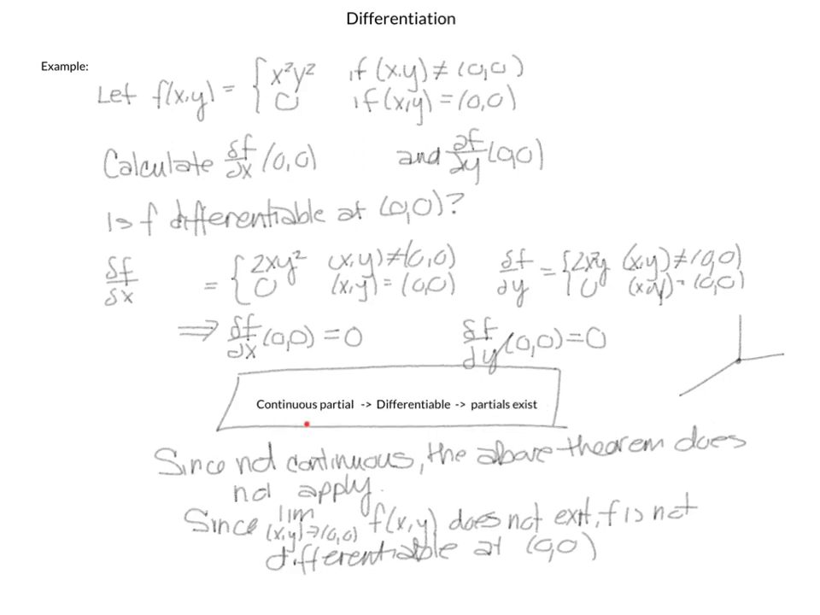So looking at this theorem here, if we have continuous partials, then it's differentiable. But looking at this, our partials are not continuous. So this theorem doesn't apply. And since the limit as (x, y) goes to (0, 0) does not exist, it is not differentiable at (0, 0).